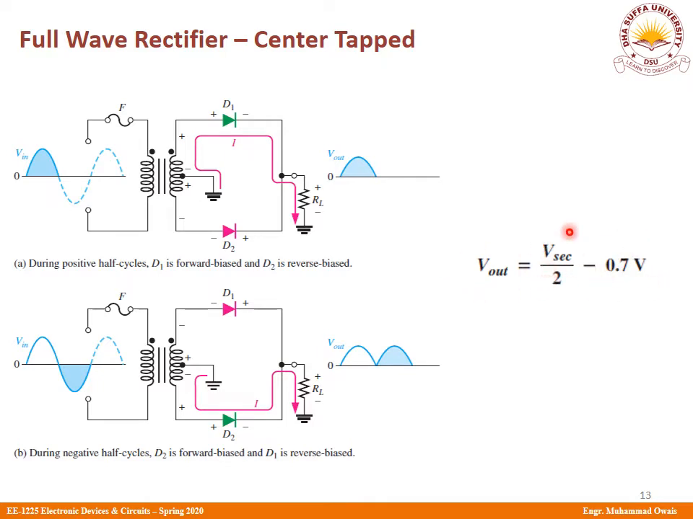Now please make sure that your concepts are pretty clear, that this V secondary over 2 is simply the voltage that appears across the half of the winding. So whatever the value of this is, it is simply V secondary over 2. Okay, so now let's see how the output waveform actually appears.